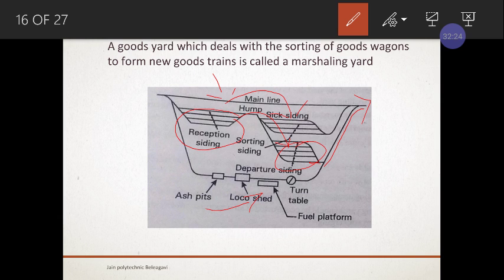Once this is done, it is brought to the departure sidings, where it is again connected to the engine, which is waiting for it. Once it is connected, it is taken out for operations. This is what a marshalling yard is, and this is how the marshalling yard works.